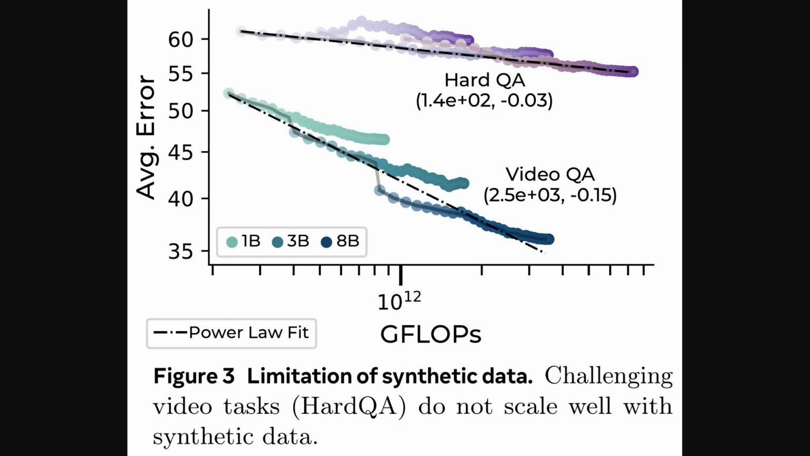And this plot provides the visual proof for that limitation of synthetic data. The bottom line for general video question answering shows that nice scaling trend we saw earlier. As you add more compute, the error drops steeply. But now look at the top line, which is for hard question answering. It's almost flat. Even as they scale up the model size, from 1 billion to 8 billion parameters, and pour in more compute, the error barely improves. This clearly shows that for these really tough, nuanced video tasks, simply scaling up with synthetic data just isn't effective.